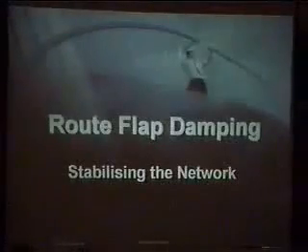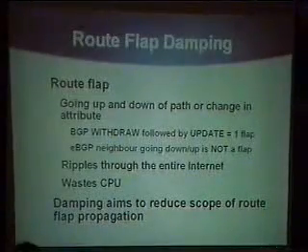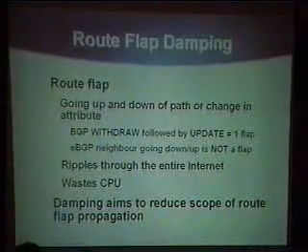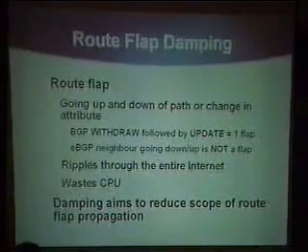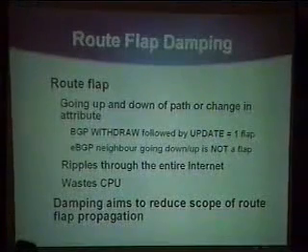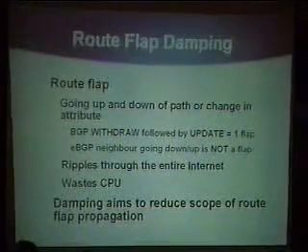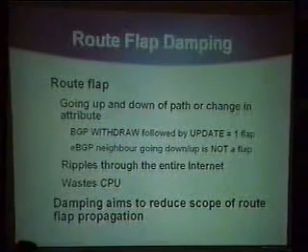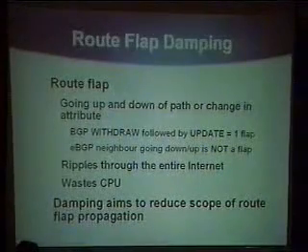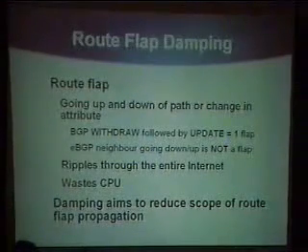Right, route flap damping. Route flap is the going up and down of a path or a change in attribute. A BGP withdrawal followed by an update, that's a flap. The prefix is announced and it's there in your network, then you withdraw it, and then it's re-announced, that's a flap. Notice an eBGP neighbor going down, then up, is not a flap. That's like the physical link between you and your neighbor going down, that isn't a flap. It's only when you hear an announcement that says withdraw this prefix, and then re-announce this prefix.